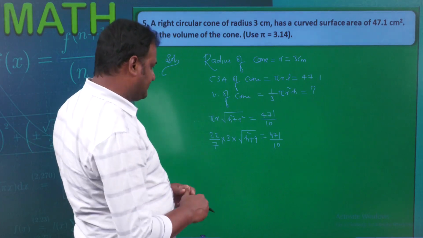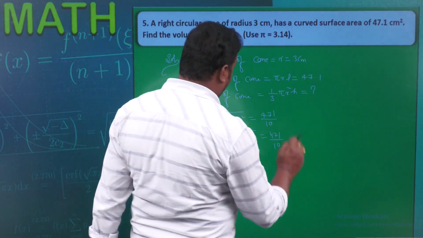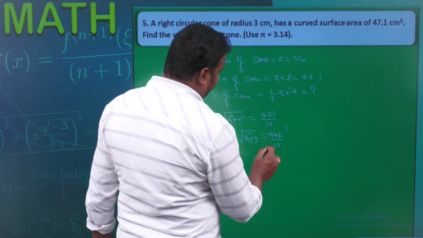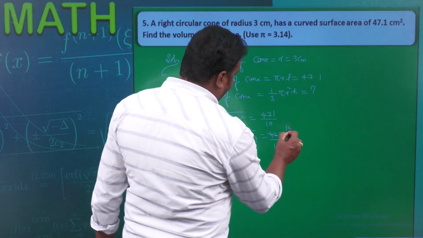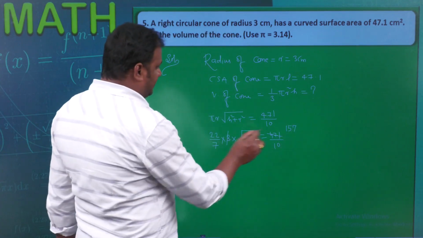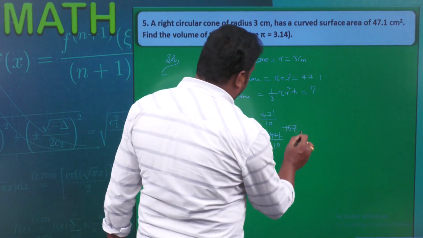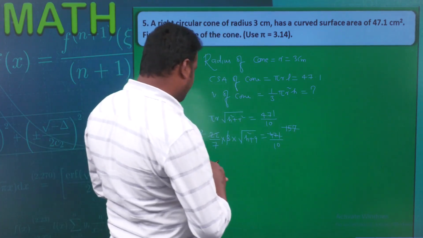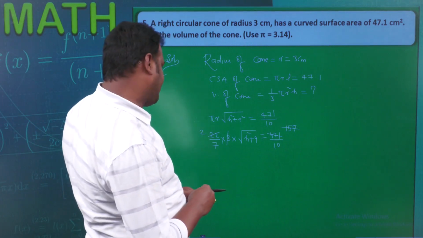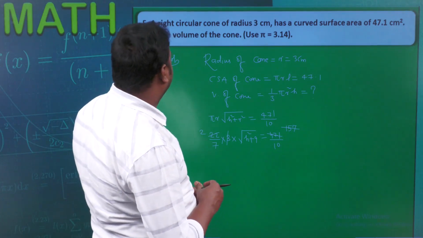Now try to simplify this. Can we cancel 471 with 3? Yes. 3 ones are 3, 3 fives are 15, 3 sevens are 21, so we get 157. Again, can we cancel with 11? I think no. Can we cancel with 7? 7 twos are 14, 17. It's not possible to cancel with 7 even.